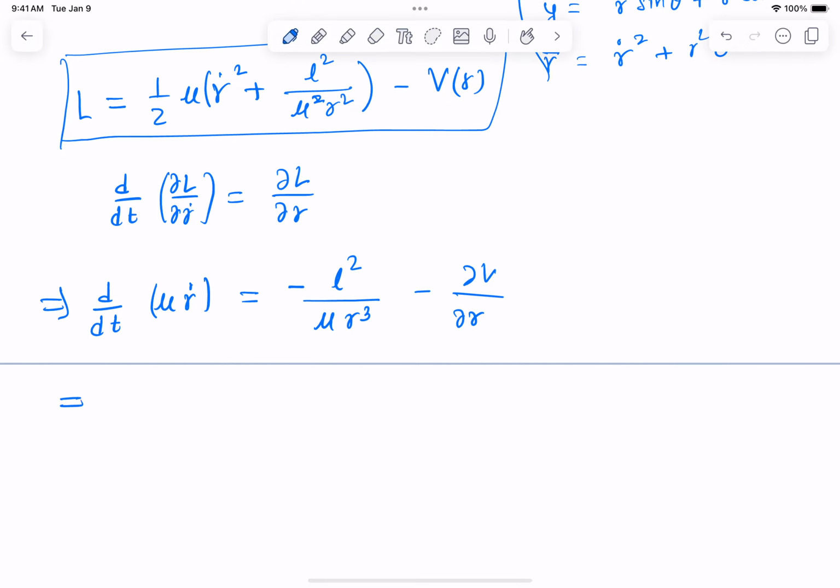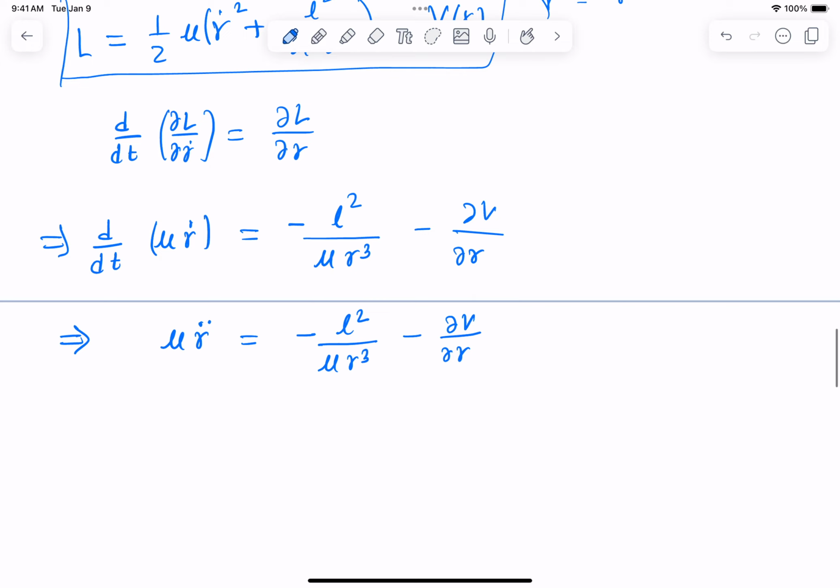We can simplify a little bit further. This will give you mu r double dot equals minus L square over mu r cubed minus del V over del r. Now you can see that this term, del V by del r, is like a force, right? If you remember, for a conservative field, force is defined as minus gradient of the potential, and this is the gradient of a potential.